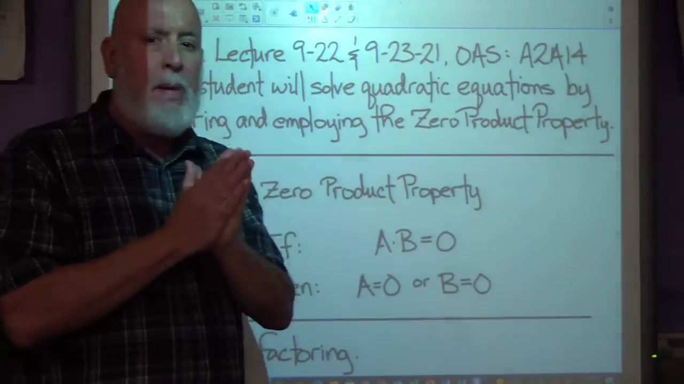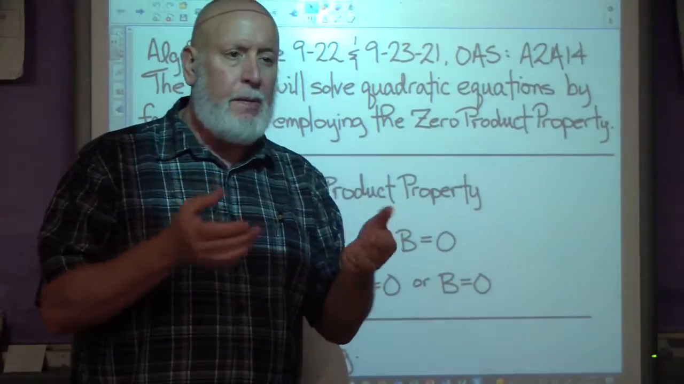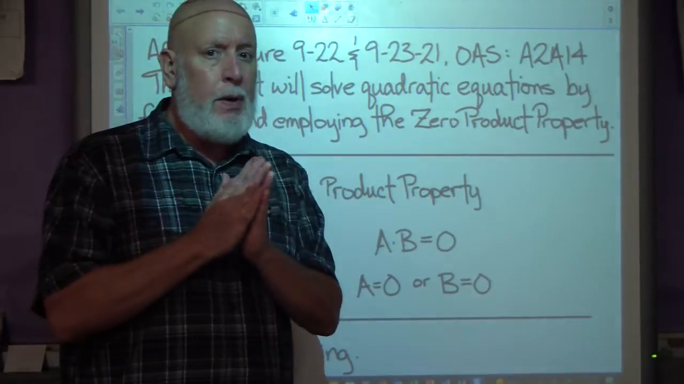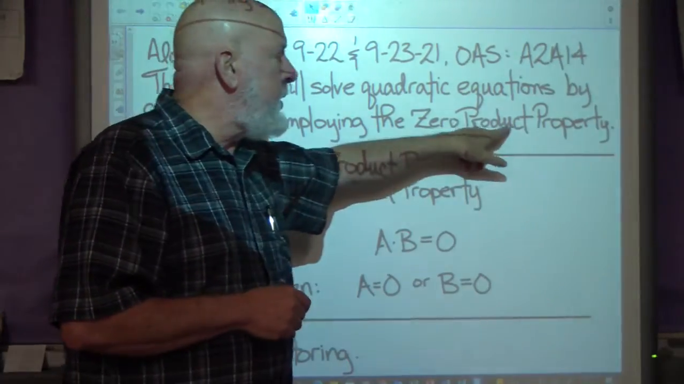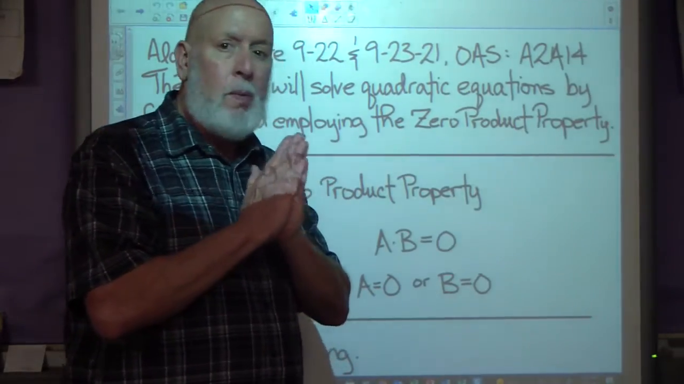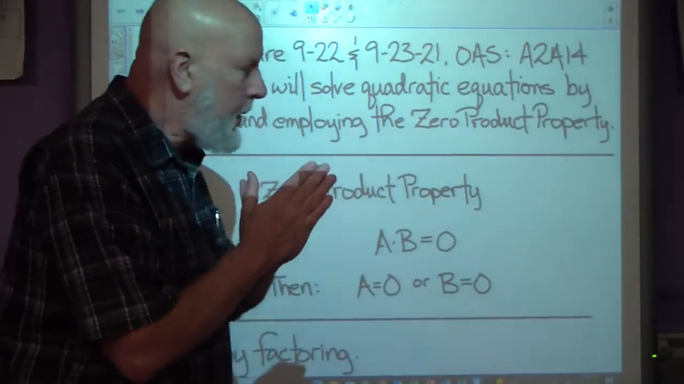So I want to talk about, we've been working on factoring for the last couple of weeks, so we're going to factor today, something you already know how to do, and we're going to employ the zero product property, which is something we have not talked about, but we're about to. So here's how the zero product property works.